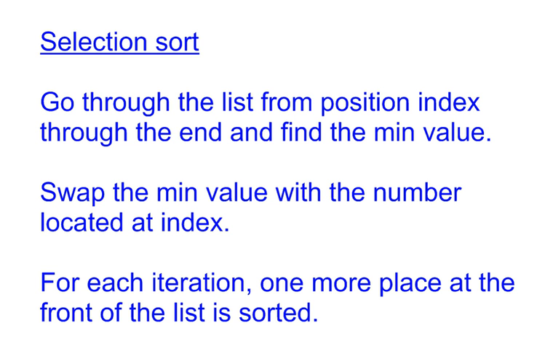In this video, we're going to discuss the selection sort algorithm for sorting a list of numbers. In selection sort, we go through the list from a position named index. Initially, index is at the very beginning of the array, but it keeps moving over through to the end of the array, and we pick out what the minimum value is. Once we've found the minimum, we swap the minimum with whatever is located at index. For each iteration, one more place at the front of the list is sorted. This is going to make more sense when we go to the next slide and actually work this out.